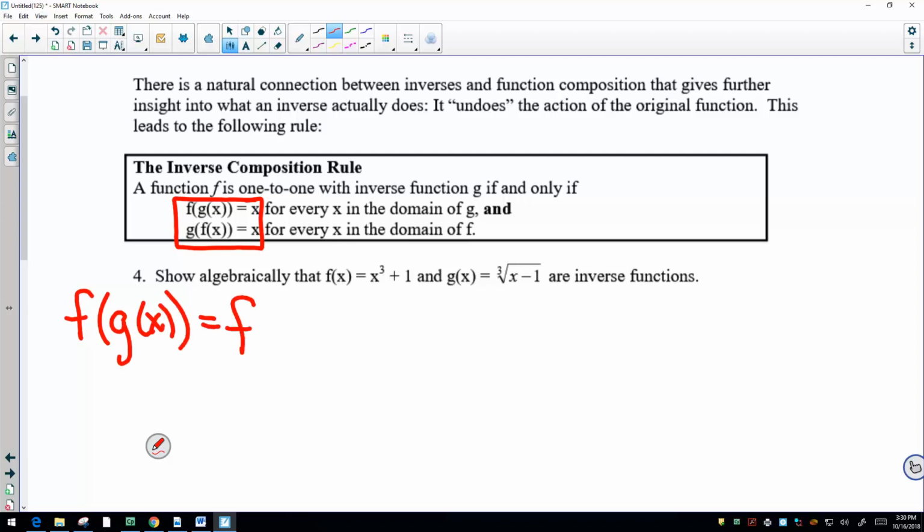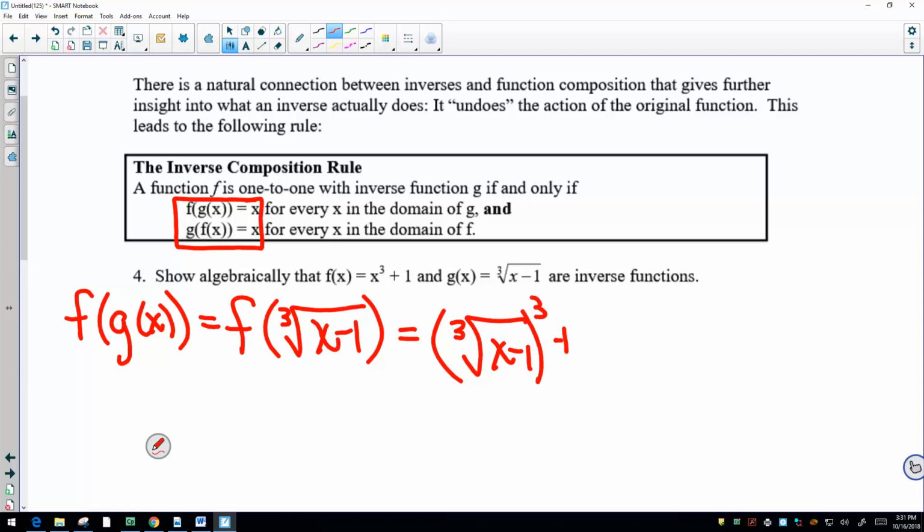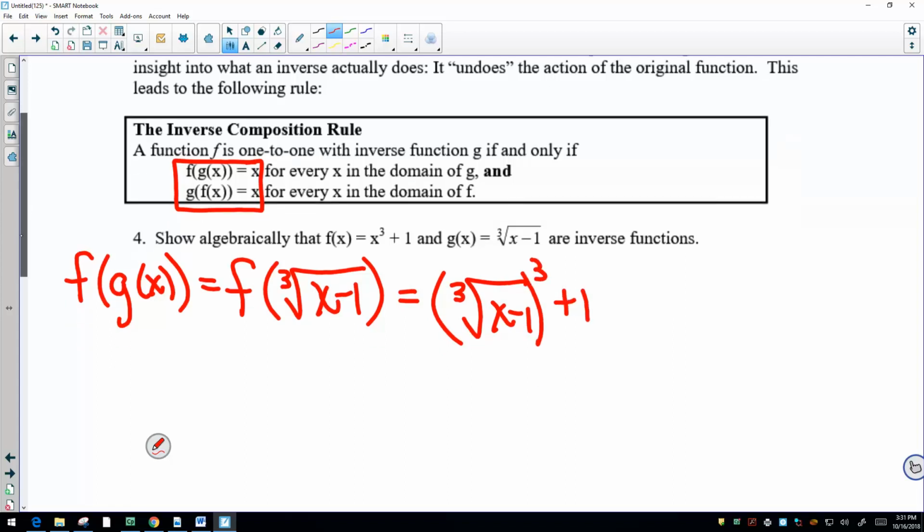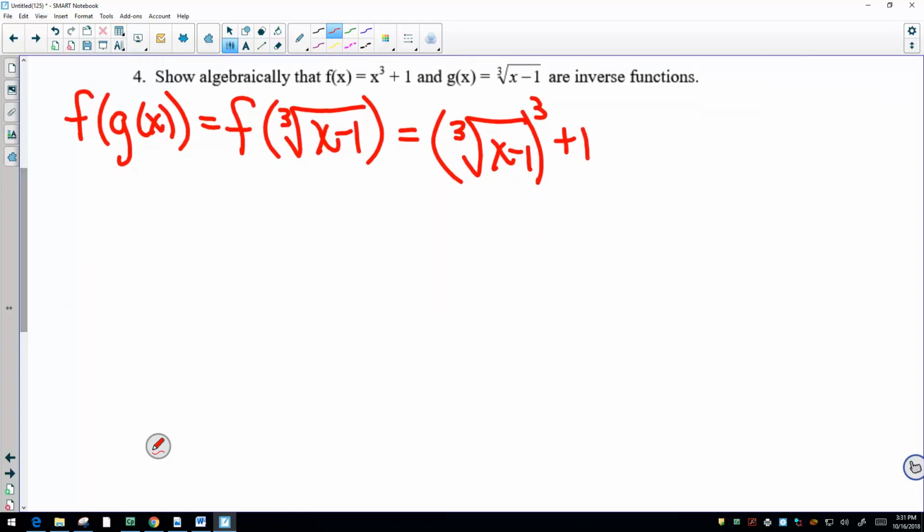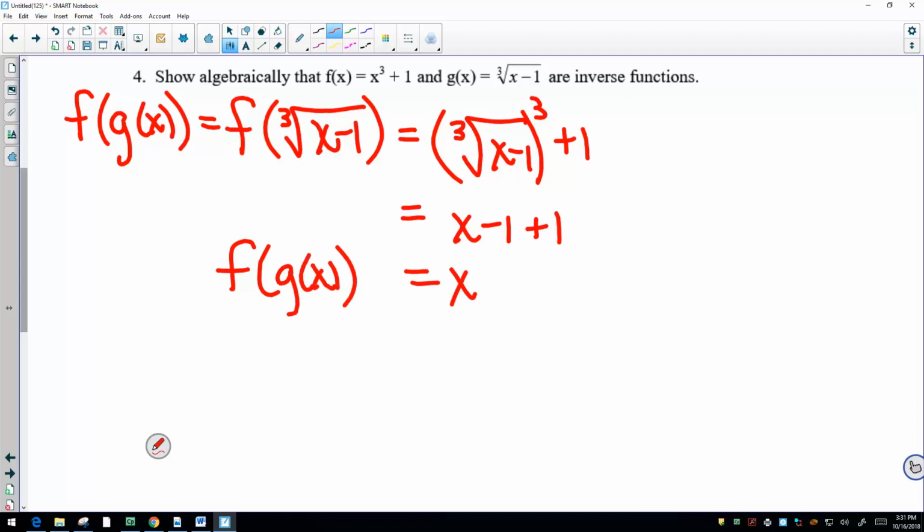So what this is saying here is in the f function, anywhere I see an x, I am replacing it with my g function, or the cube root of x minus 1. So in the f function, I have my x value immediately, so I have the cube root of x minus 1, and we're going to cube that, plus 1. So if we simplify, if I cube a cube root, those are going to reduce out, and I'm left with x minus 1, and I still have the plus 1. And nicely, this is going to simplify down to x. So right now I can see when I compose the f of g of x, I get x.